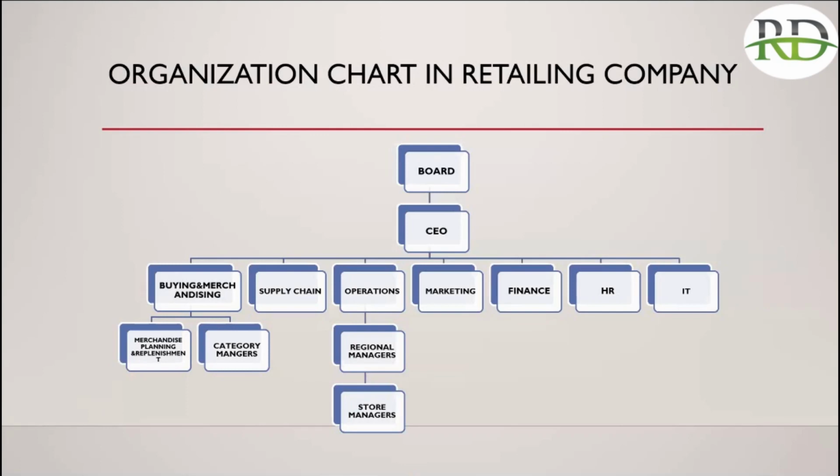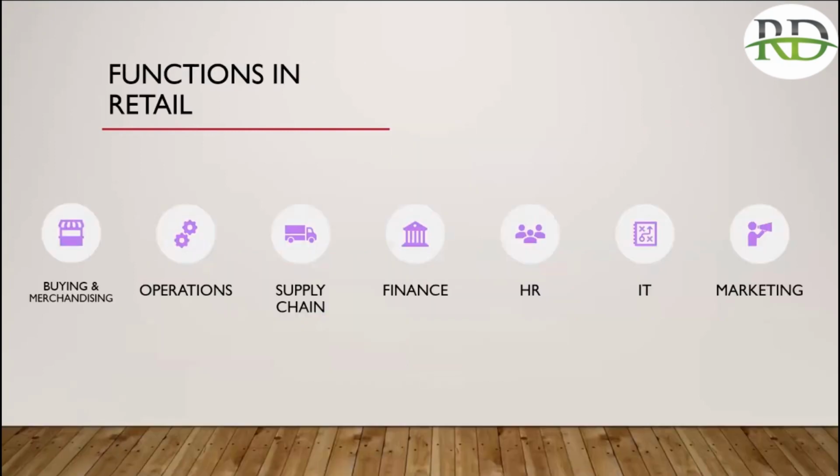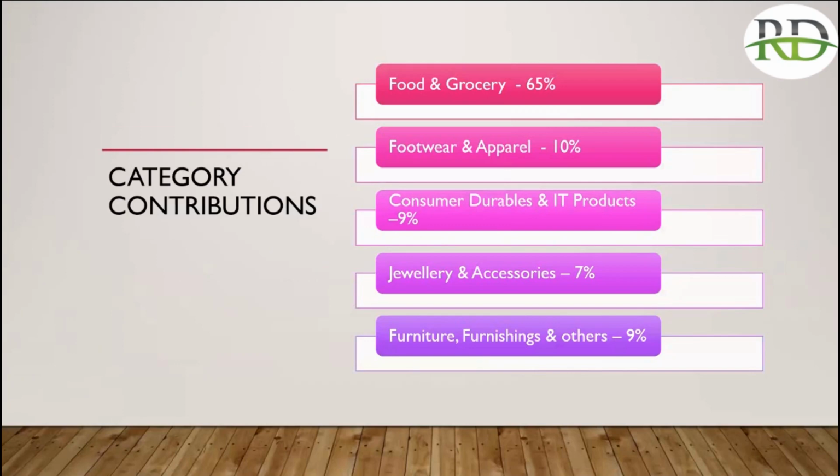Then store operations, which is typically who operates the stores. For example, More or Spar or whatever store it is, you will have a store manager, and for every 10 to 12 stores, you will have regional managers or zonal managers, and then head of operations. Then you understand marketing, finance, HR, and IT. Typically, these are the functions, and they all report into the group CEO.